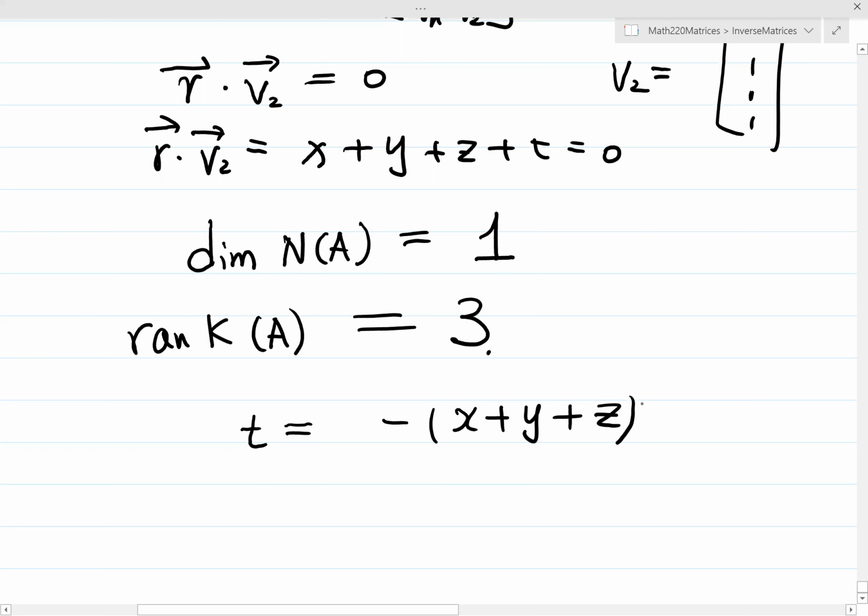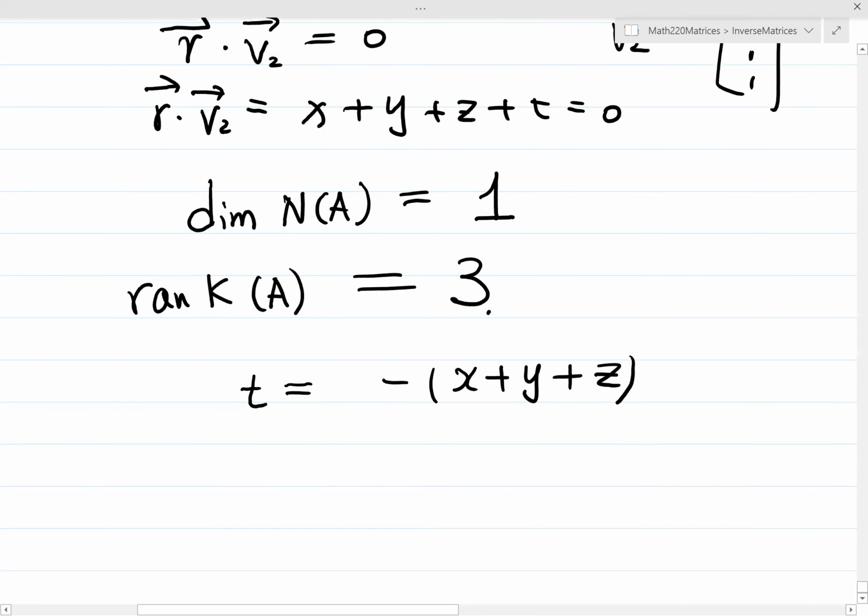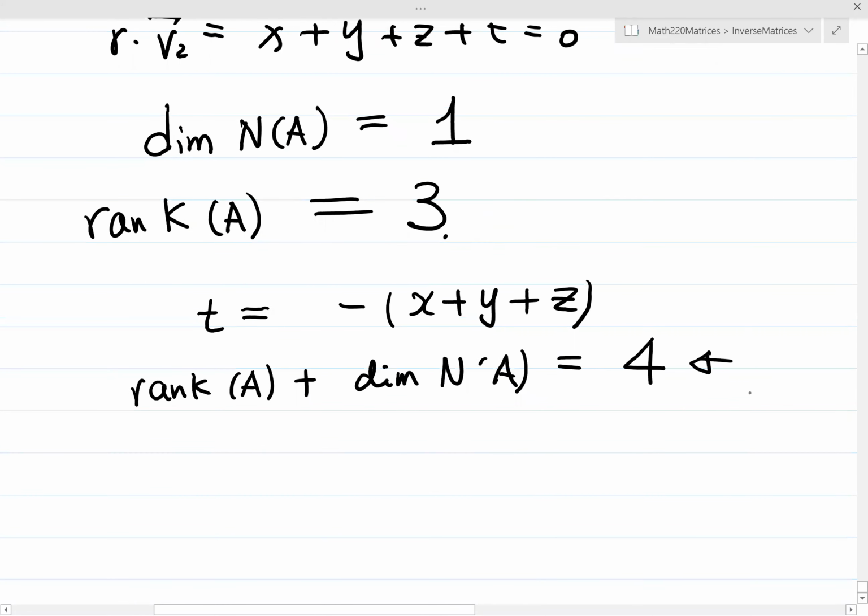So we can do the following. We need to make sure that the rank of A is 3. Okay, so you see, rank A plus null space dimension is exactly 4. Here x, y, z are free variables. The only condition is x plus y plus z plus t is 0. So x, y, z are free. For instance, we need to arrange x, y, z such that the rows have rank 3. This 4 is the number of columns of A.